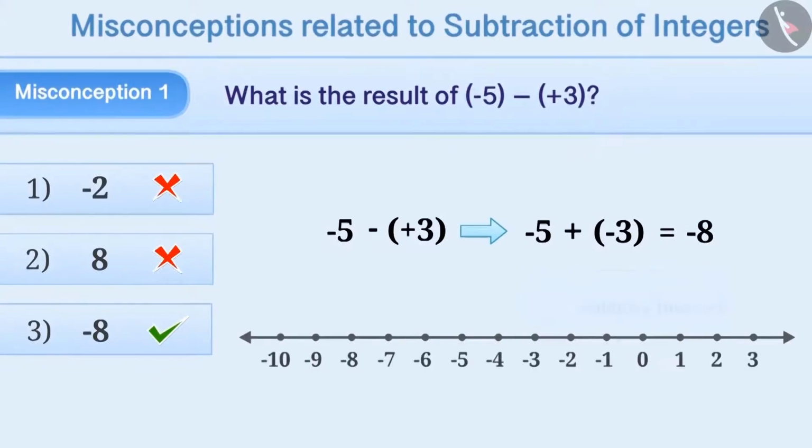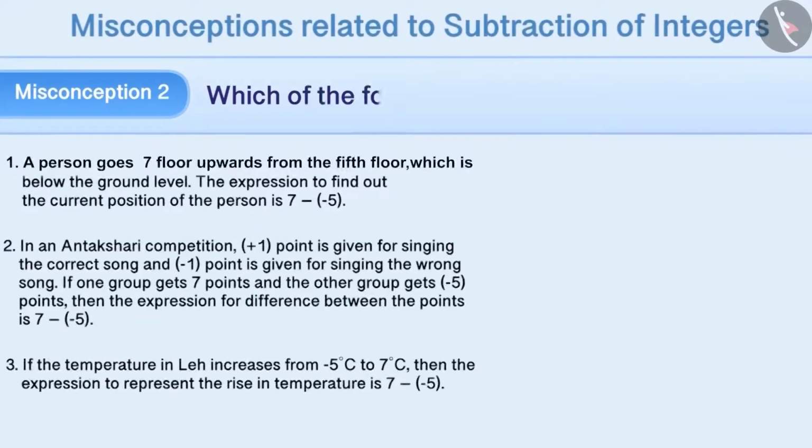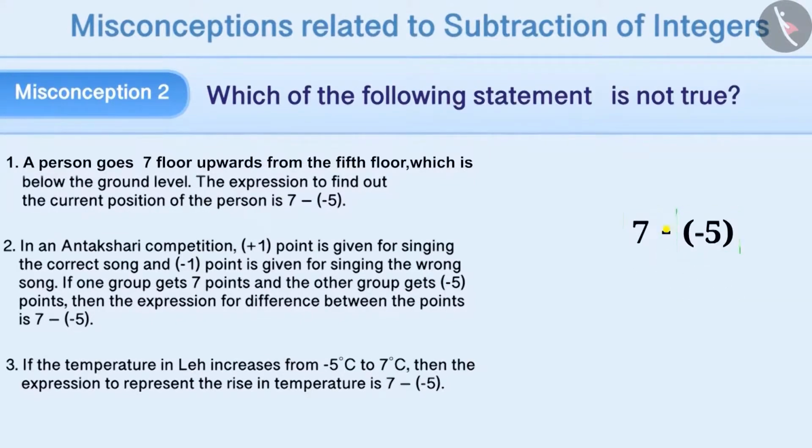To solve this on the number line, first, we will move 5 steps to the left of 0, and then we move 3 steps to the left of -5. Thus, we reach -8. So the correct answer is option 3. Misconception 2. Which of the following statements is not true? In the given expression, the operation of subtraction of these integers is performed. Now, from the given statements, we need to identify a statement which is not suitable for this expression.